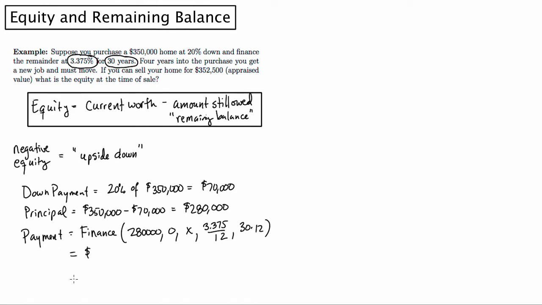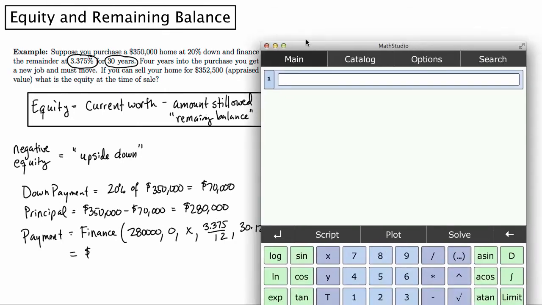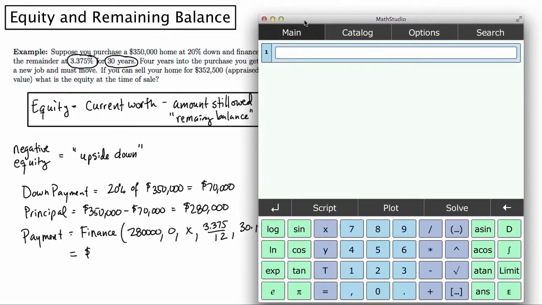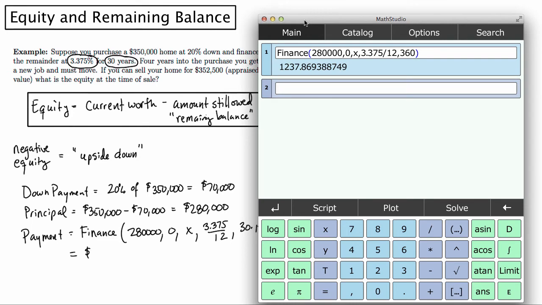So if we calculate that amount, then we'll get the following. So a monthly payment of $1,237.87.